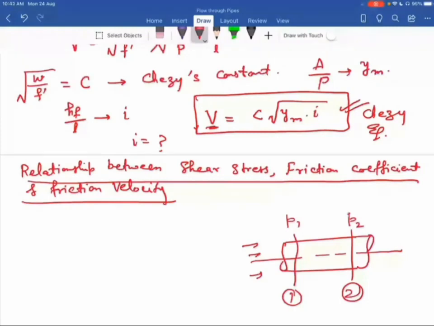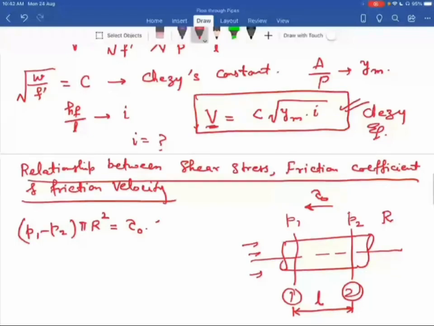Let us say capital R be the radius of this pipe. This is a circular pipe with radius R, and the length between two sections is L. Now the pressure force acting on this element between 1 to 2 we can write as P1 minus P2 into area, which is pi r square. Now this is equal to the resistance, which acts in this direction. Tau O be the shear stress, multiplied by the surface area, that is the frictional resistance force, equal to tau O into the surface area 2 pi r L.